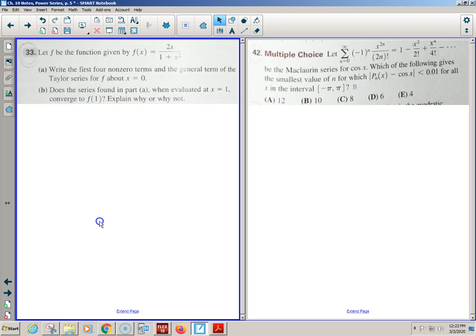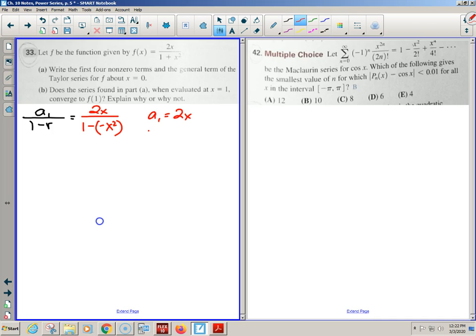Okay. So number 33b. First off, we have this original function up here, 2x over 1 plus x squared. It looks a bit like a geoseries. And so I'm going to go ahead and look at this as a geoseries real fast because I can think about 2x as being my a sub 1 over 1 minus r. 2x can be my a1 over 1 minus negative x squared. So I can think of this as a geoseries with my first term being 2x and my r being negative x squared.